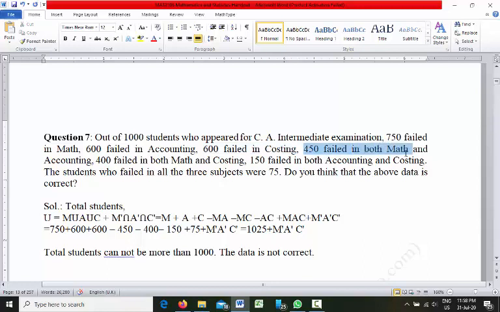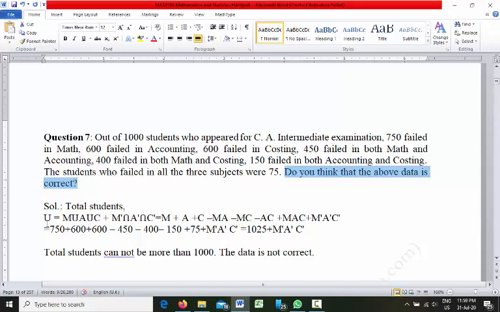400 failed in both math and accounting. 400 failed in both math and costing. 150 students failed in accounting and costing. The students who failed in all 3 subjects were 75. Do you think the above data is correct?